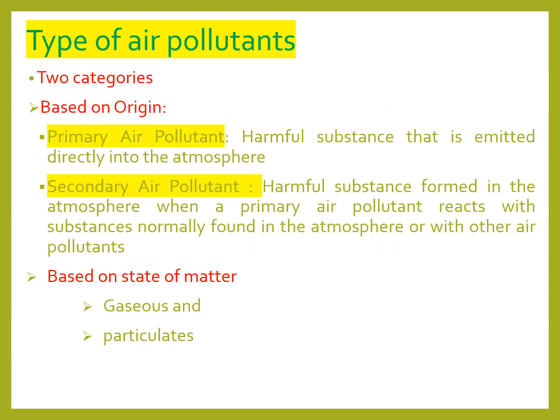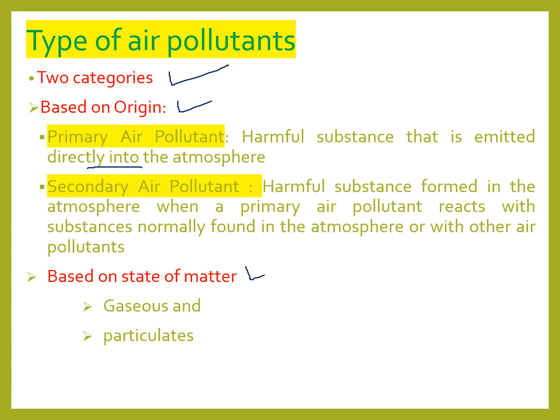Now we'll discuss types of air pollutants. Basically it is having two categories. First one is based on origin, from where it is originating, and second is based on state of matter. So based on origin there are two types: primary air pollutants. Primary air pollutants are harmful substances that are emitted directly into the atmosphere. So in whatever state they are originating, in the same state they are available in the atmosphere.